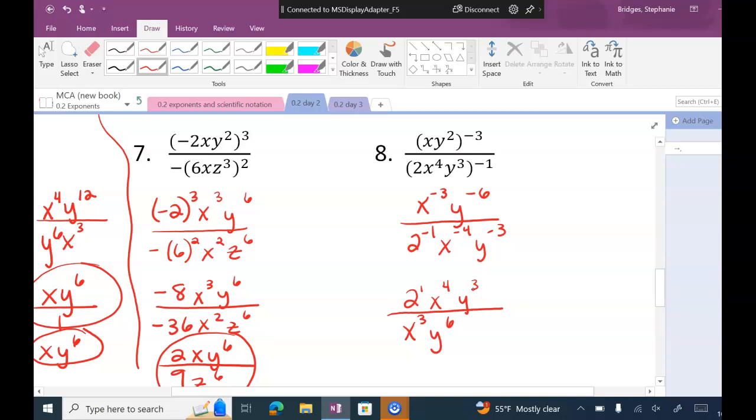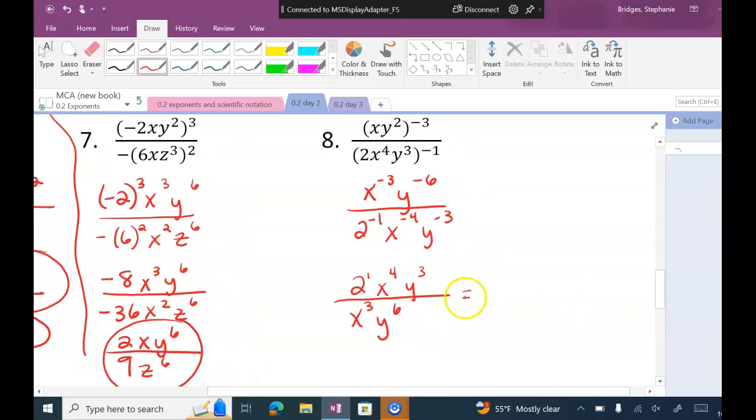Now 2 to the first is just 2. Do I have anything else that can simplify with that 2? No, so that's going to stay.